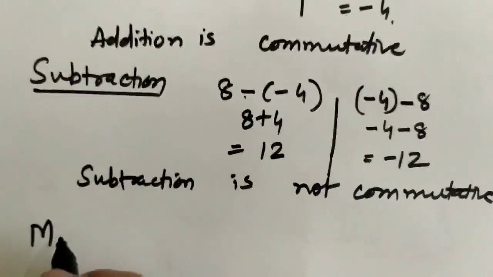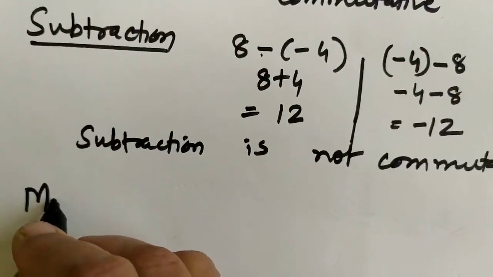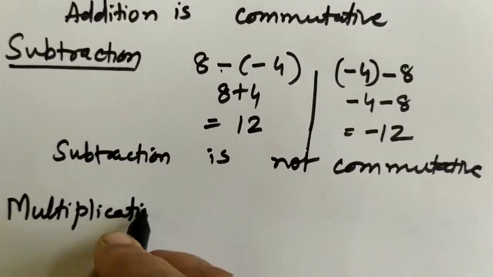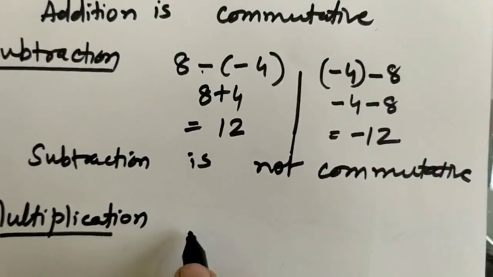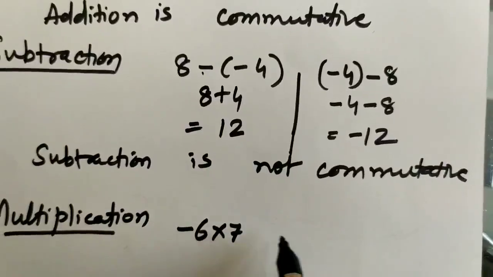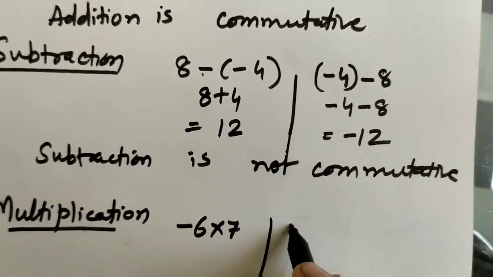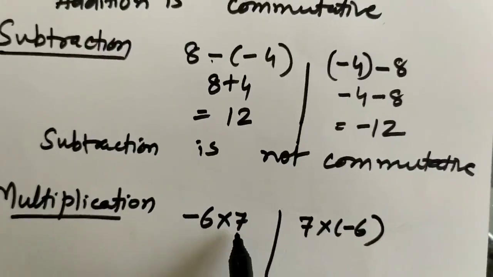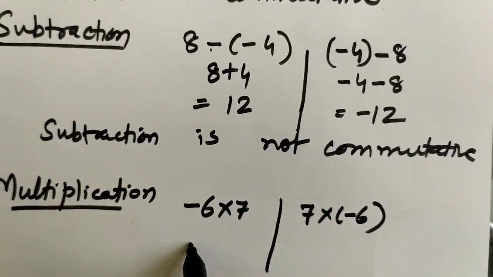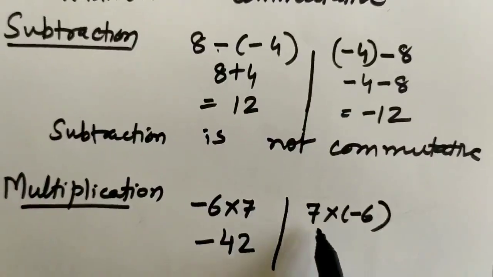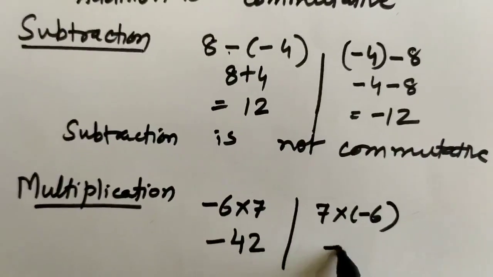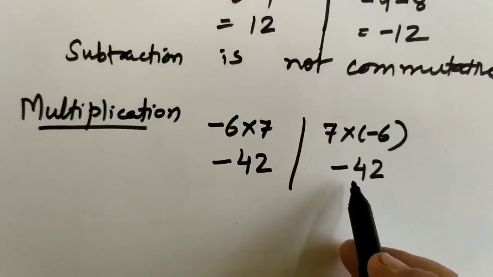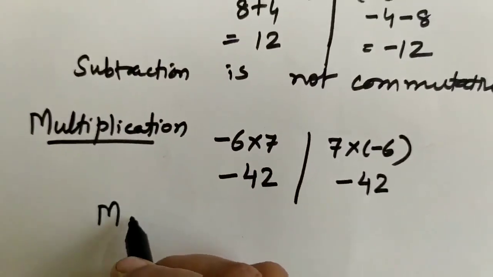Now let us study for multiplication. We will take any two integers, minus 6 into 7, and after interchanging, it will be 7 into minus 6. We can see here 6 7s are 42 and minus is there, so minus 42. Here also 7 6s are 42 and minus is there, so minus 42. Both the answers are the same. So we can say that multiplication is commutative.